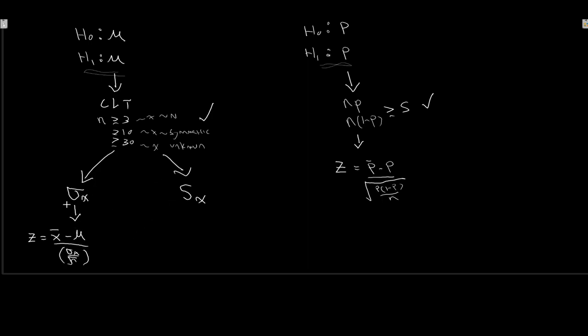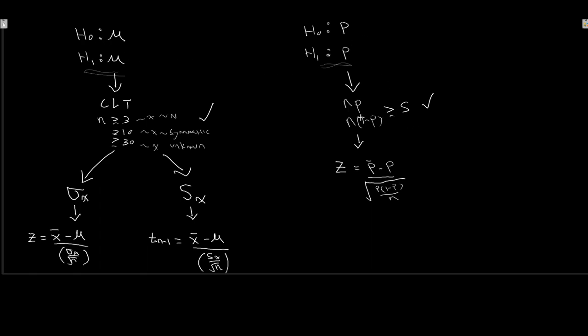Alternatively, if we don't know what our population standard deviation is and we had to estimate using our sample standard deviation, then what we need to do is we're no longer normally distributed, we're now T distributed. If we're T distributed, we need to standardize using a T with n minus 1 degrees of freedom, which will be equal to x-bar minus mu all over our sample standard deviation all over root n. So based off of what we have here, we'd go down a different route.